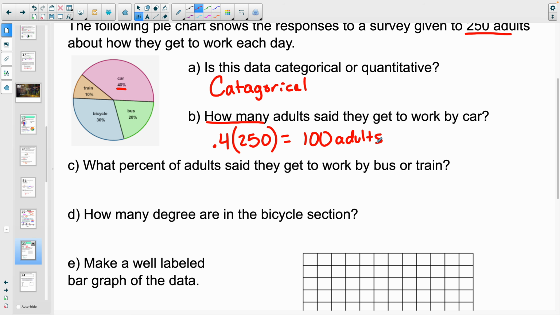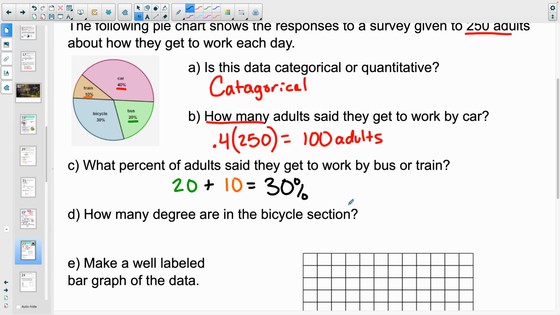Next one, question C says, what percent of adults said they get to work by bus or by train? Well, bus is right here at 20%, and train is right here at 10%. And since they're asking for the percentage, and we already have percents, we just go ahead and add these two percentages together. 20% plus 10% gives us a total of 30%.